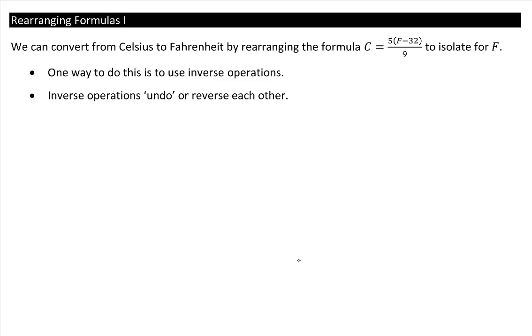So our next topic is rearranging formulas. This formula here converts Fahrenheit into Celsius. So if I want to convert Celsius to Fahrenheit, I'm going to need to rearrange this formula and isolate for F. One way to do this is to use inverse operations. And inverse operations undo or reverse each other.